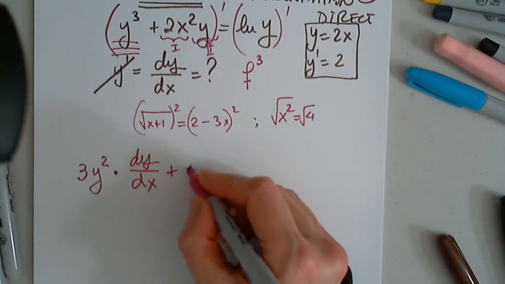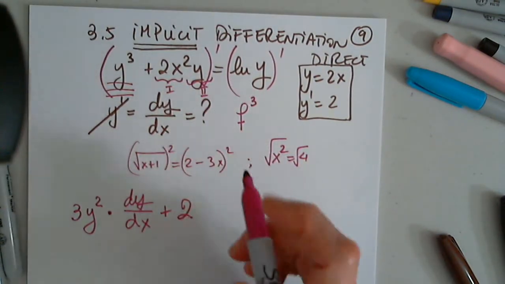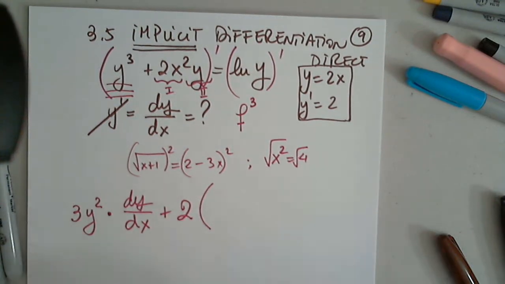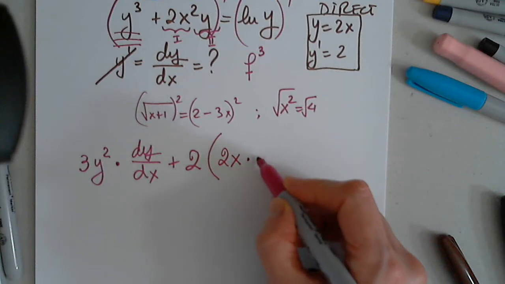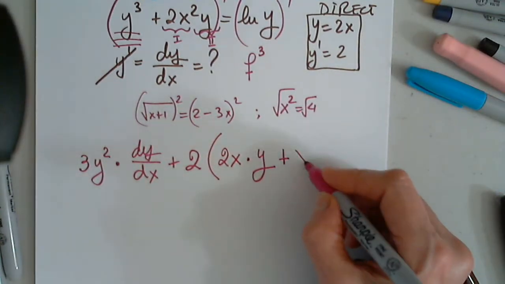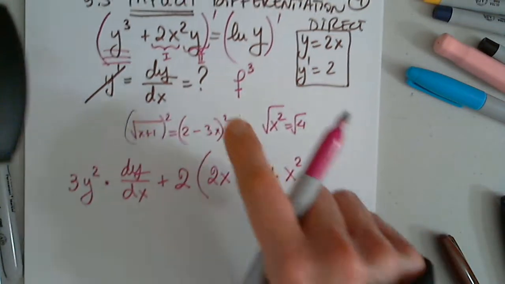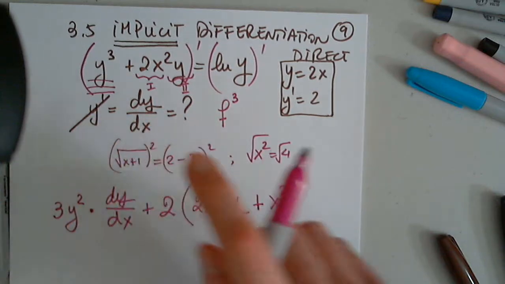Plus, I don't like messing with constants. If it's a factor outside, it can wait. I differentiate x squared, multiply by the second function, plus the first function multiplied by the second one prime. I'm not going to write y prime. I'm going to write dy over dx.